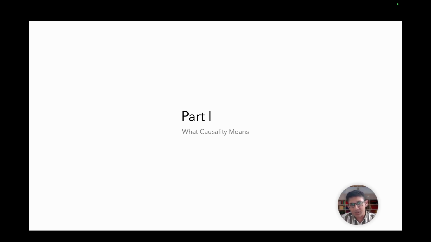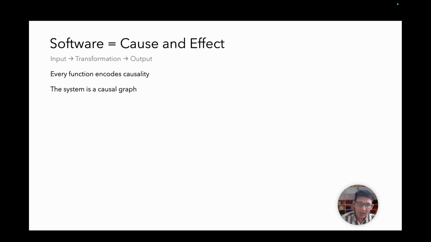Now, software is a system of causes and effects. An input triggers a transformation that produces an output. A user action causes a database update. That update triggers a notification. Each step is a link in a causal chain. Every function encodes a causal relationship. Every state change is an effect of some cause. The entire system is a graph of causes and effects.